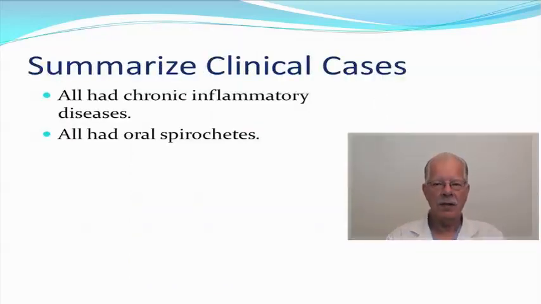To summarize all these cases, and I could show you cases that represent many other chronic inflammatory diseases, all of these diseases are characterized by one common denominator, and that's periodontal disease and bone loss. And we found spirochetes in every single one of these cases, and large numbers of spirochetes.